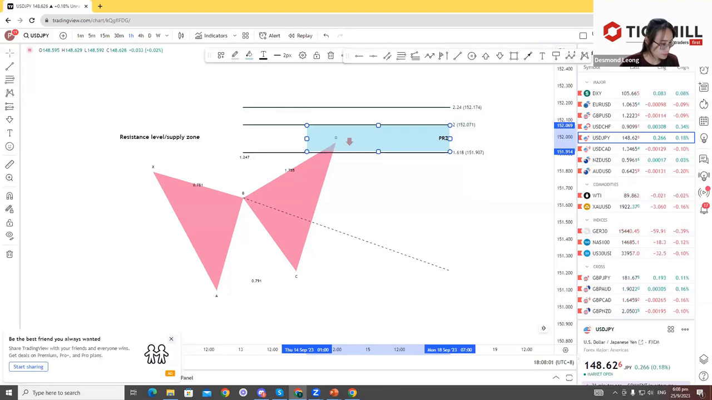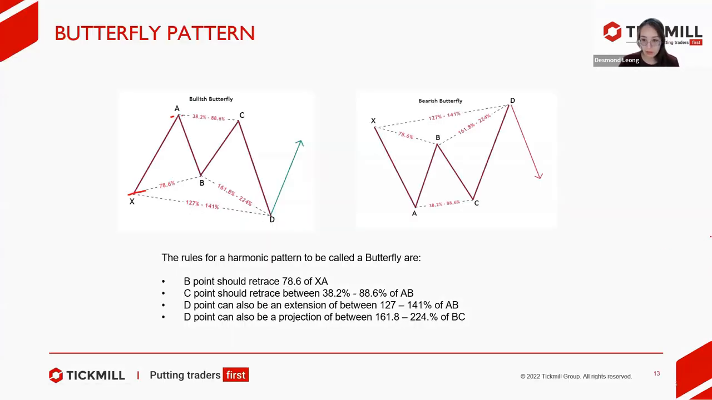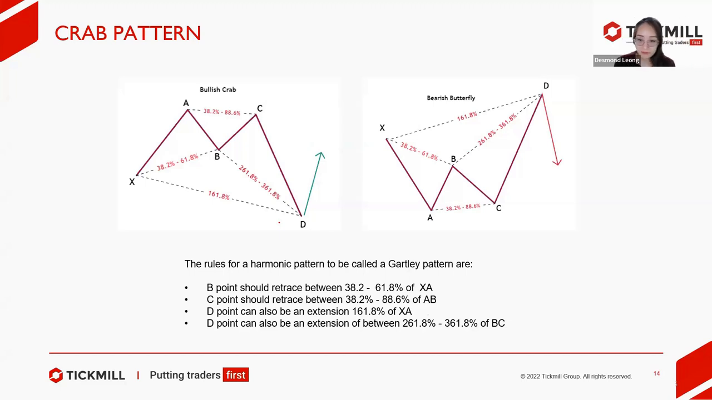Let me go back to the slide. Okay, so for the bearish butterfly just now, you wait for price to come to the D point and the PRC zone, and then you place the sell order here. Or for bullish, same thing, you end at the D point, then the PRC zone, and then you place the buy order somewhere here. What about crab?